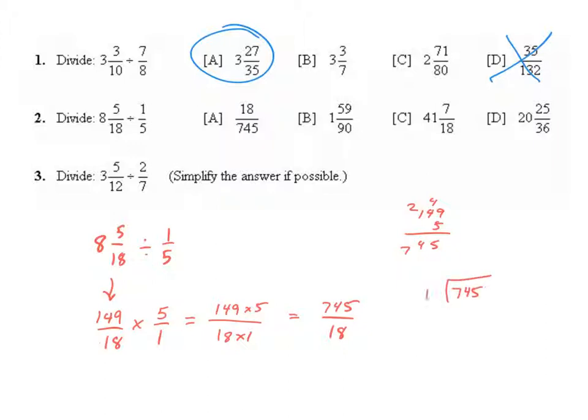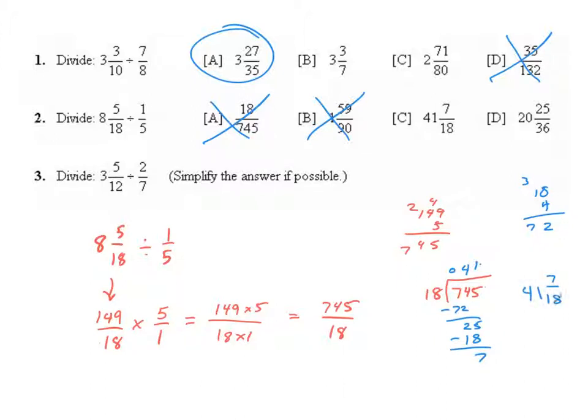745 divided by 18. We can use the problem to help us out here a little bit because it is multiple choice. We can eliminate answer choice A. We can also eliminate answer choice B. Clearly 18 goes into 745 more than once. So it's either going to be 41 times or 20 times. And it looks like 18 goes into 74 more than twice. So I'm going to guess that it's 4 times. Let's do 18 times 4 here. That would be 72. And then 18 goes into 25 one time, with 7 left over. So we have 41 and 7/18, which was C.